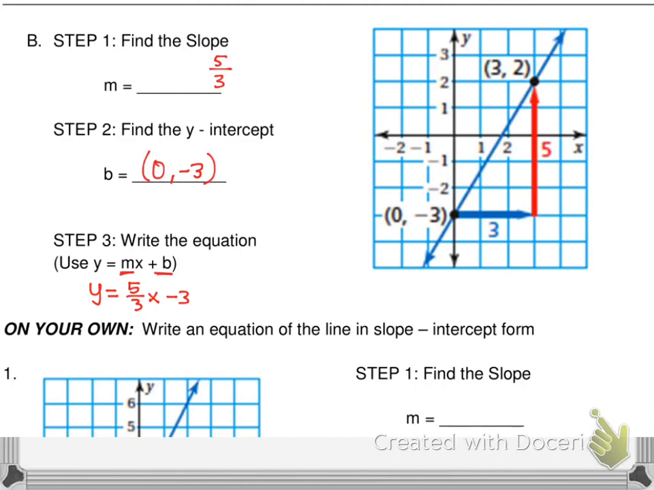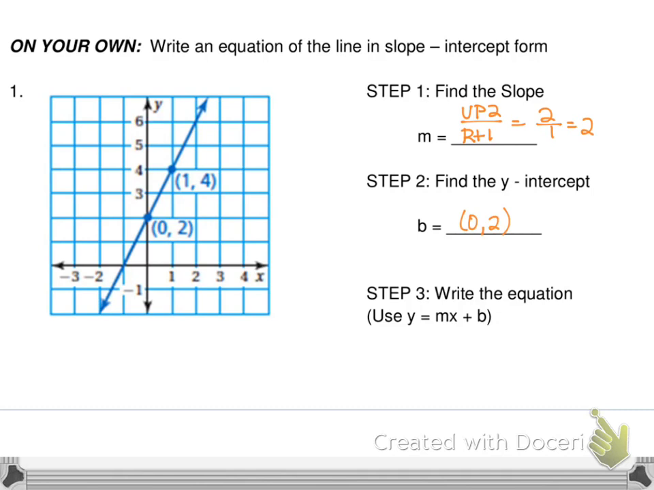If I went a little bit too fast for you, please pause the video, rewind it. If you feel ready, go ahead and do the on your own problem. Pause the video, try the on your own. If you're not ready, rewind and watch. My slope is up 2, right 1, which is 2 over 1, which simplifies to 2. My y-intercept starts at 0, 2. So then my equation is y equals 2x plus 2. If you feel ready, go on to the next page.